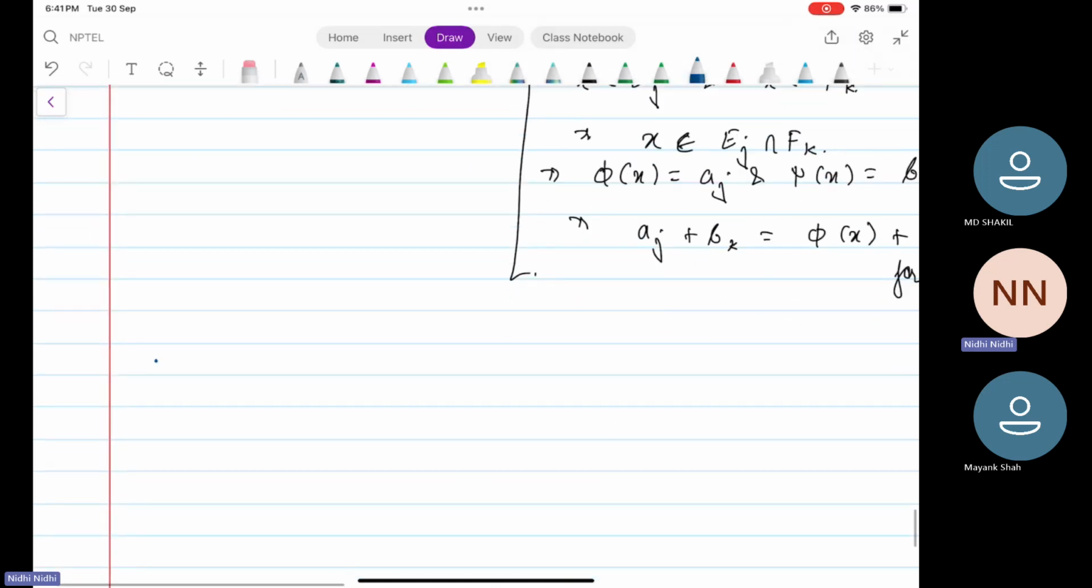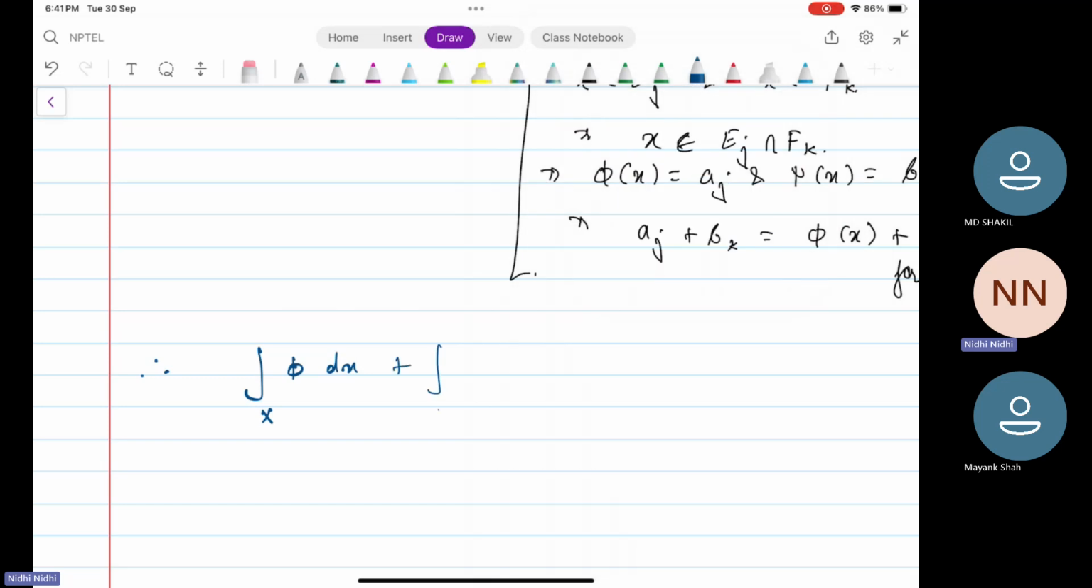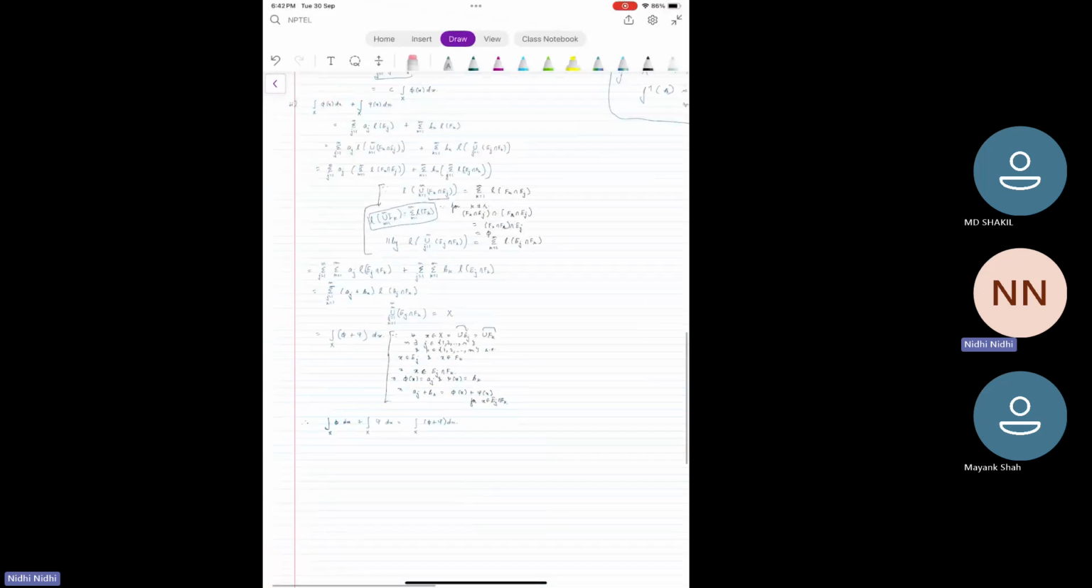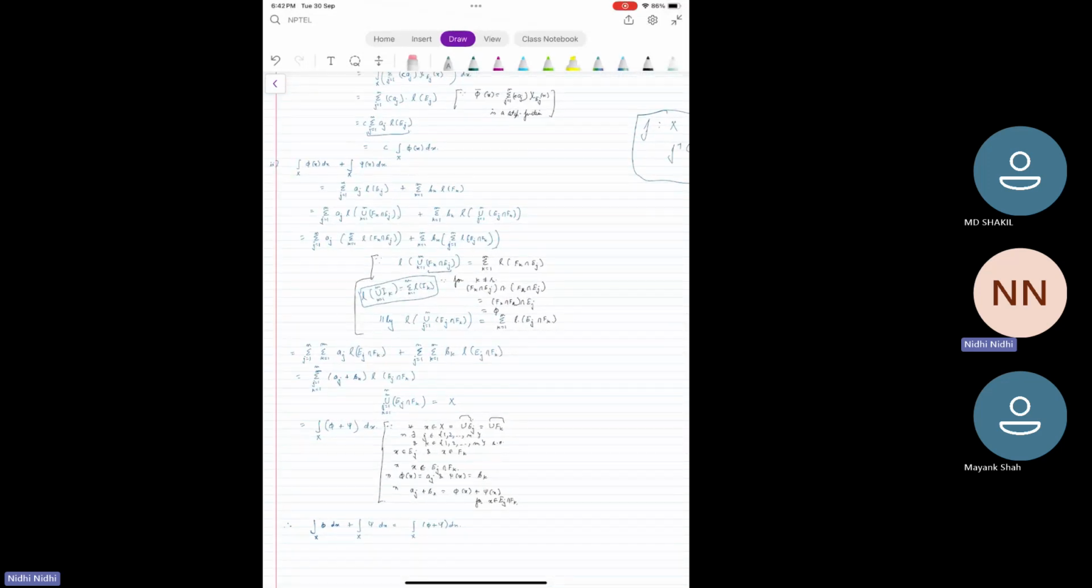Therefore, we get integral of phi dx plus integral of xi dx is equal to integral of phi plus xi dx. I hope this is clear. Next, we will see the inequality part.